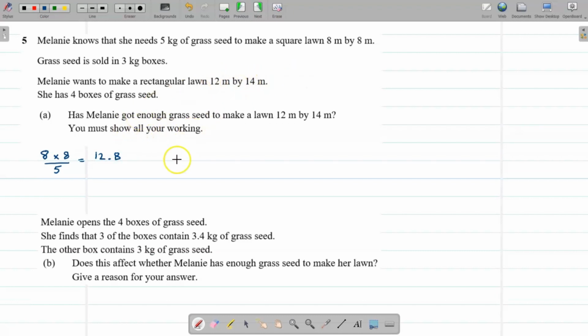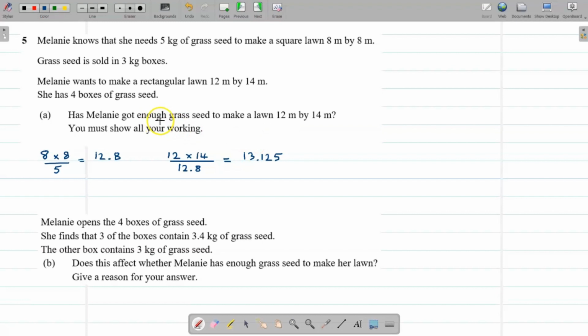Now, this is the area I've got to cover, so that's 12 times 14. I don't actually need to know what that area is, but I do know that if I divide it by 12.8, which is 1 kilogram's worth of area, then I can see how many kilograms I'm going to need. If you do that on the calculator, it comes out to be 13.125. That's how many kilograms of grass seed that she would need.